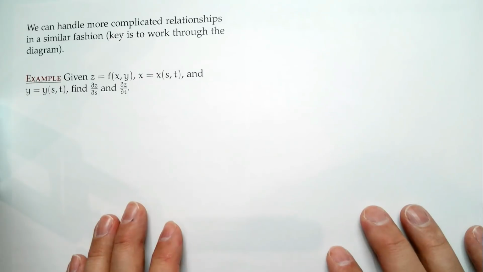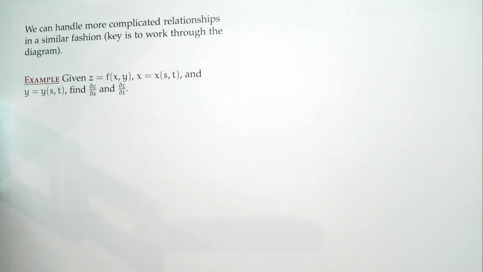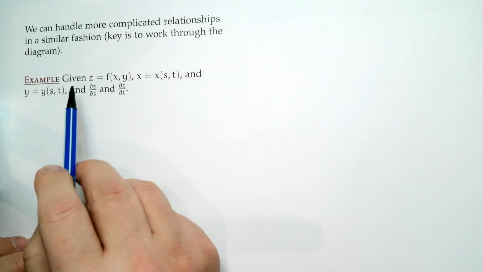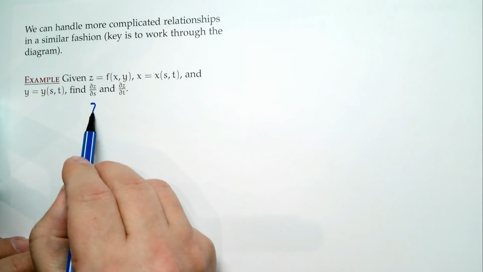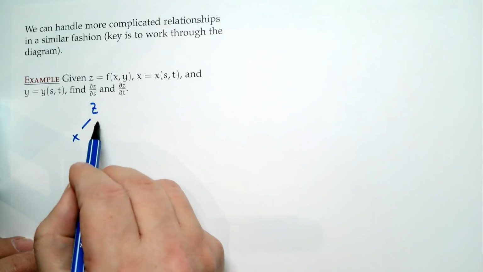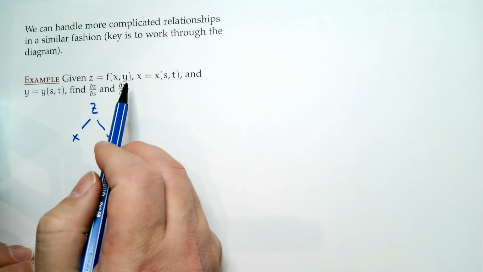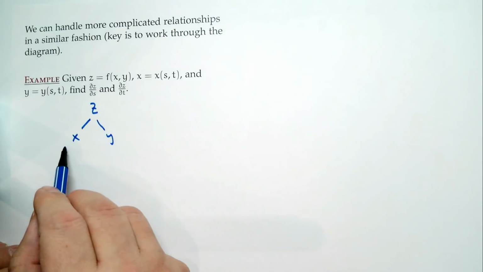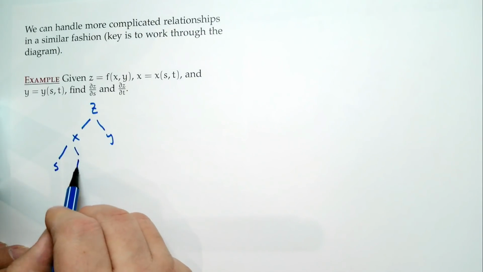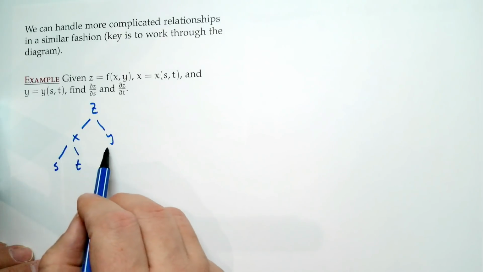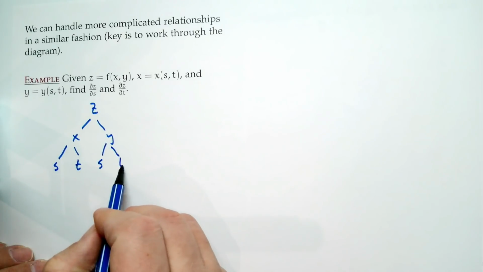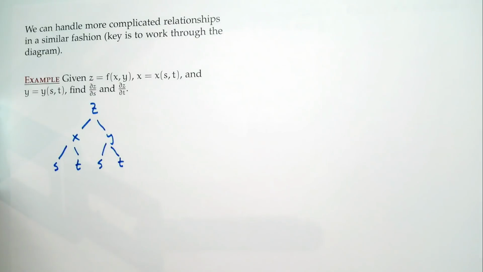So, the moral is we can do things which are more complicated. The idea is just work through the diagram. So, what do I mean by more complicated? Here I have z, which depends on x and y, because it says z is a function of x and y. And now, x depends on two variables, s and t. And y, similarly, depends on two variables, s and t. And it says find partial z, partial s, and partial z, partial t.